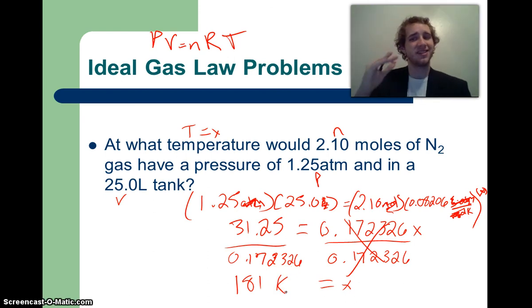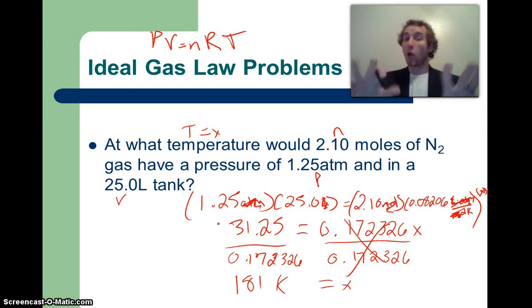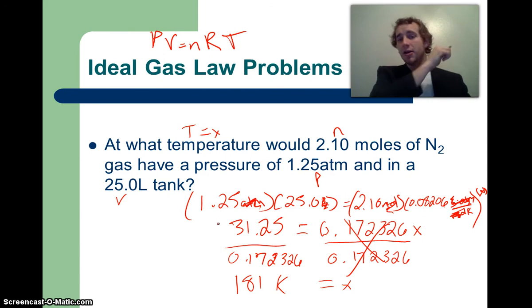Now, note, this doesn't work unless these units cancel out. If you had atmospheres on the right and millimeters of mercury on the left, we're going to have a problem. So you got to get those units. Now, there's a couple different units I can give you for pressure. I can give you atmospheres, millimeters of mercury, torr, pascals. Don't let that stop you. You know how to change those. Change them to what you need, plug it in.